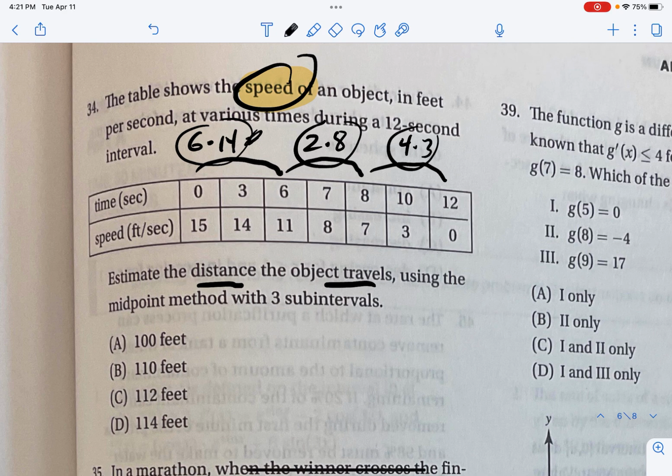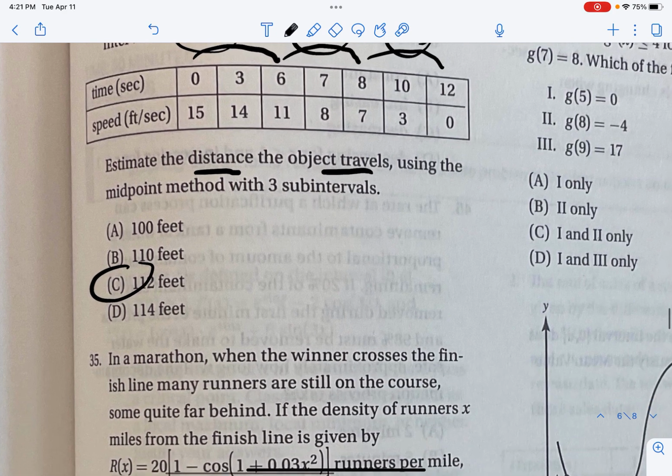So I can put this in my calculator. 6 times 14 plus 2 times 8 plus 4 times 3. And I get 112, which is listed, which is a good sign. And that is our answer.